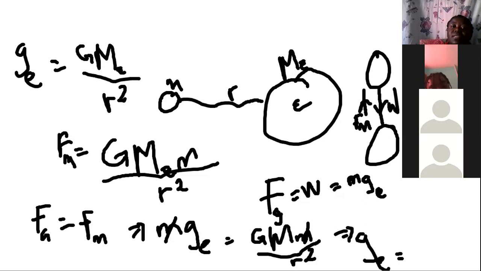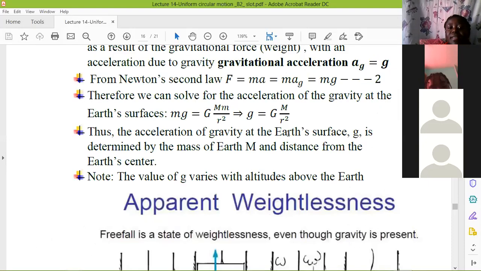So it says that anything which gets pulled towards the Earth because of the acceleration of the Earth is determined by that equation. So we can solve that equation. The acceleration of gravity on the Earth's surface is determined by the mass of the Earth divided by the distance from the Earth.